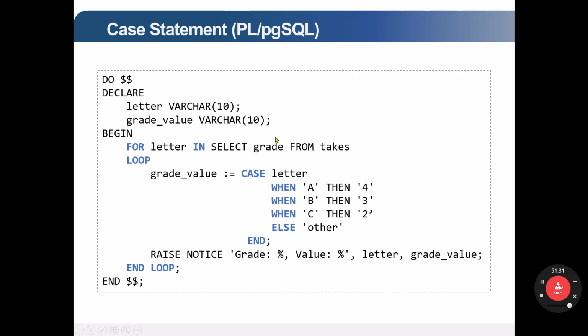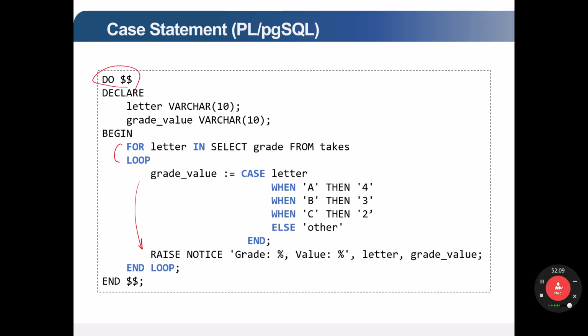Next, this is an example that uses the case statement. This is the first time that we see a for loop inside the DBMS. For now, let's ignore it. It looks similar to the for loop of other programming languages. We just iterate and execute these statements. That's the meaning of this for loop. For now, let's ignore it.